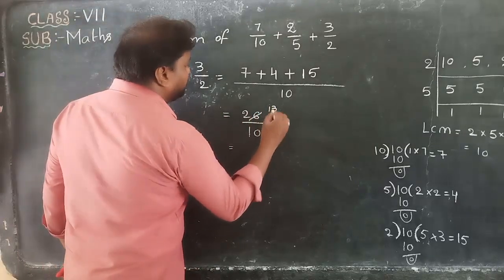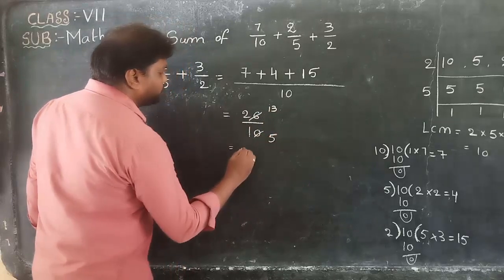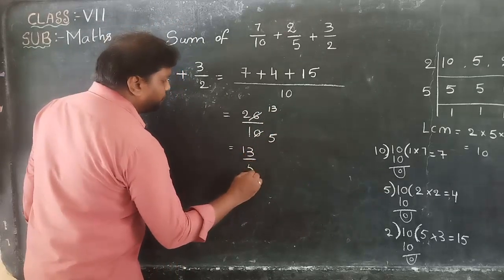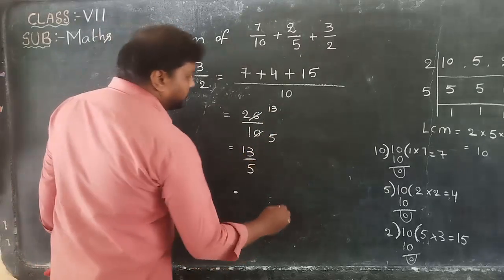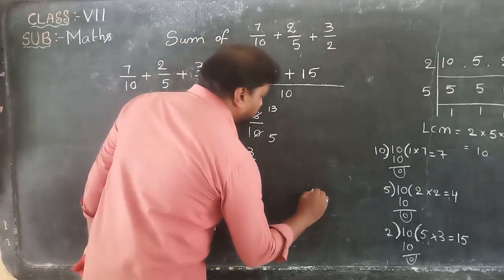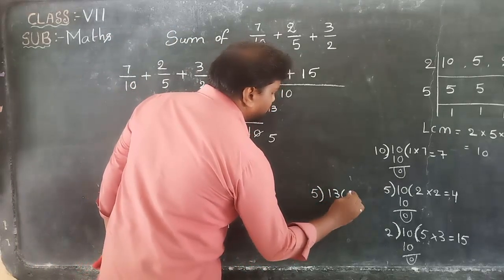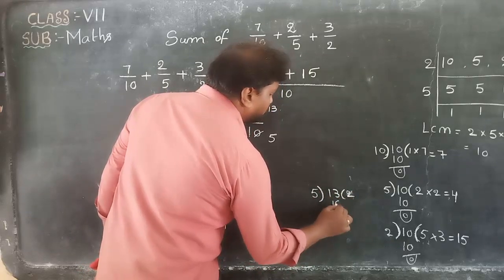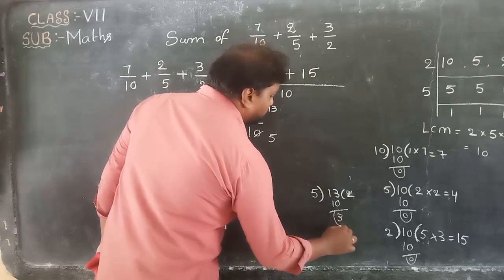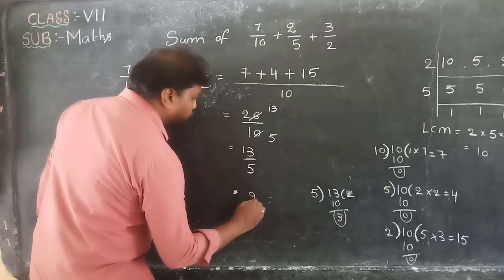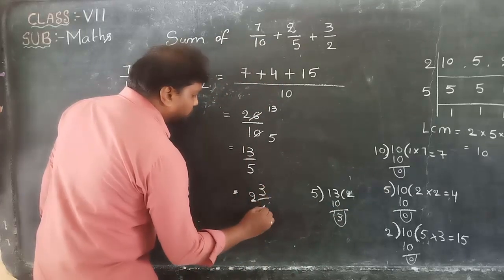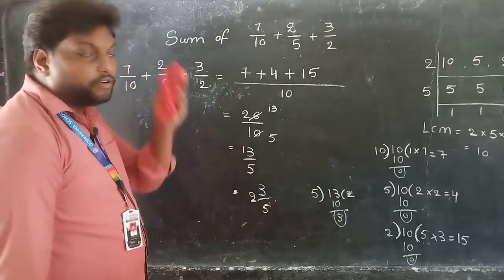2 13s are 26, 2 5s are 10. Means what? 13 by 5. Now do the division. 5 with 13: 5 twos are 10, remainder is 3, means 2 3 by 5. This is the answer.